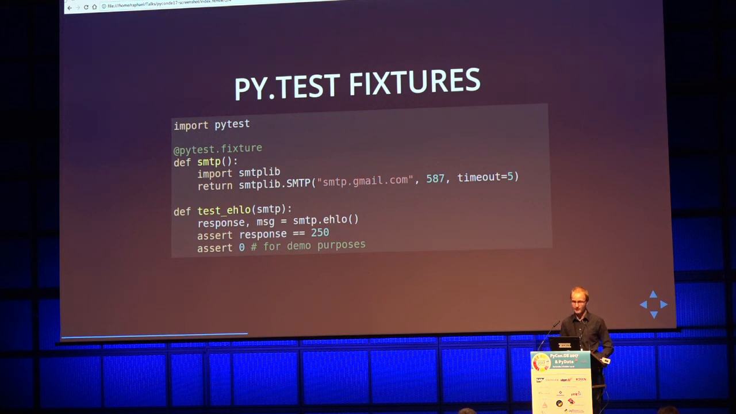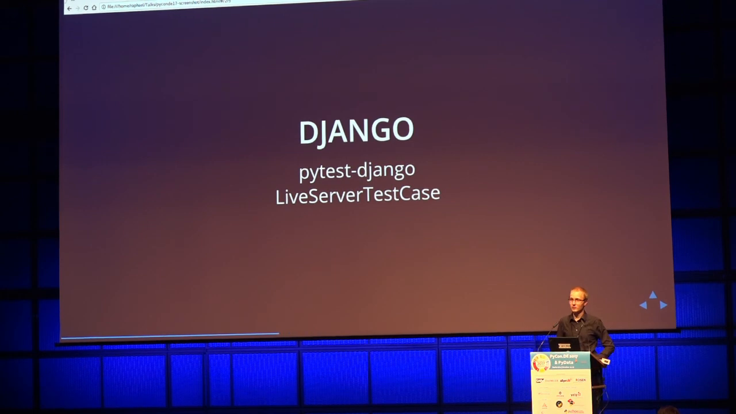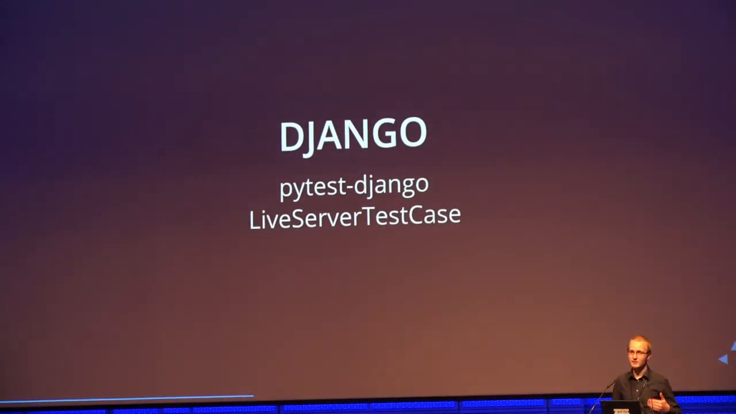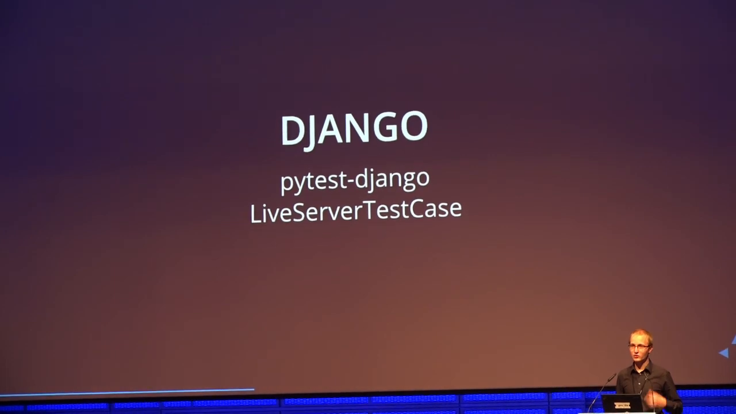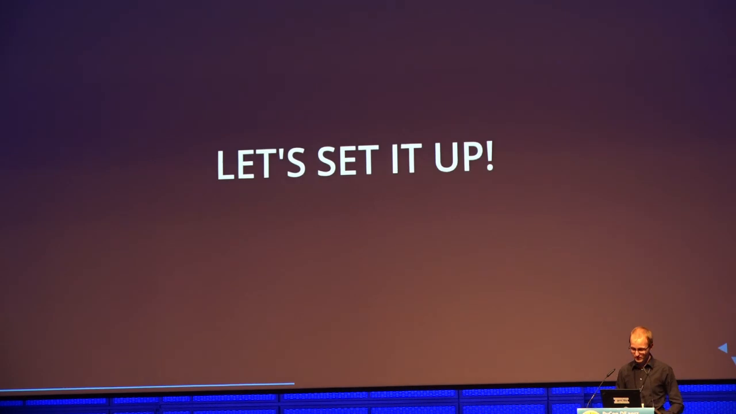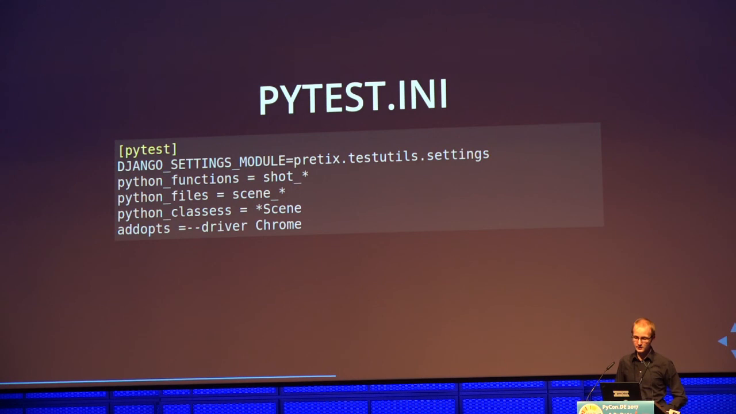They provide a way to declare dependencies on your tests or code that needs to be run before your test can be run. There's also PyTest Django, which I can recommend, and which also bridges Django's live server test case to PyTest. Live server test case defines a test case that expects your Django application to run on a live web server so we can access it from the browser. So what we do is we change some settings of PyTest to rename some things because we're not testing here, we're taking shots of scenes. And luckily, we can configure PyTest to our alternate language.